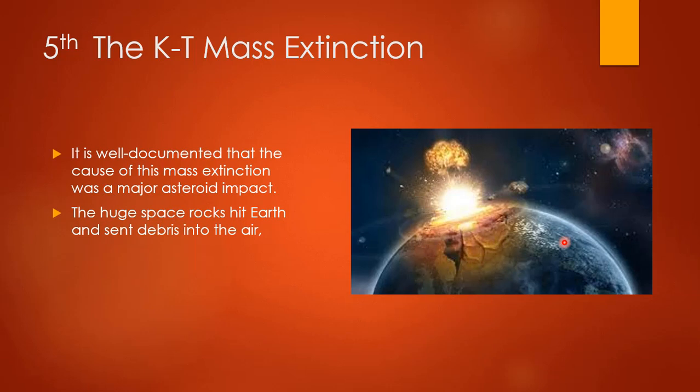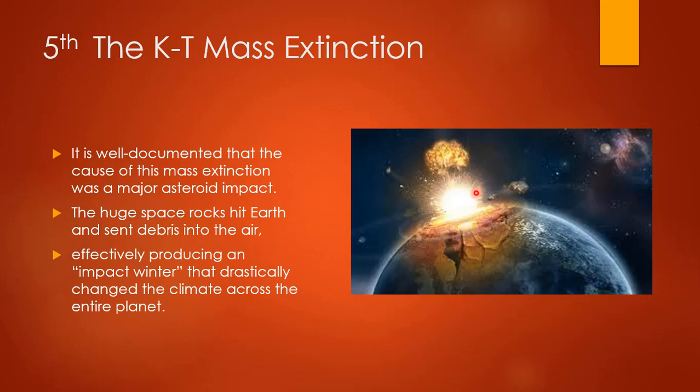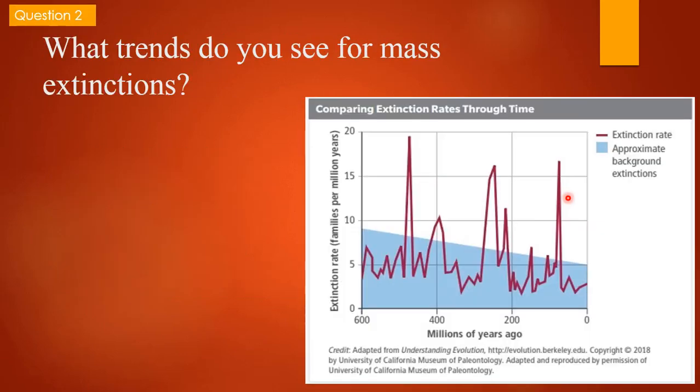When that happened, a huge space rock hit the Earth and sent debris into the atmosphere, and that debris circled the atmosphere and caused a winter, effectively producing an impact winter that drastically changed the climate across the entire planet. The debris blocked sunlight, dropping global temperatures, and it caused massive climate change. So that wiped out the dinosaurs. Those are the five mass extinctions, and you should have your chart filled out now.